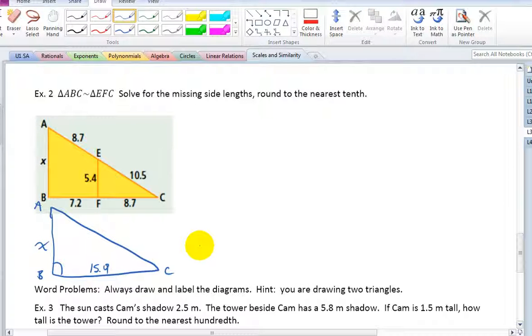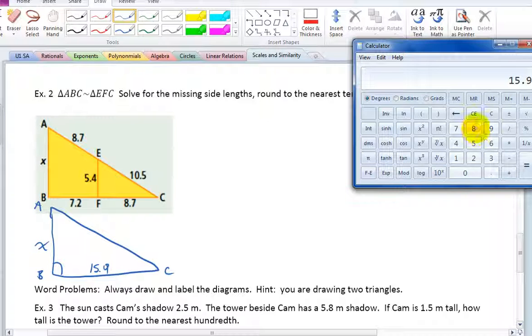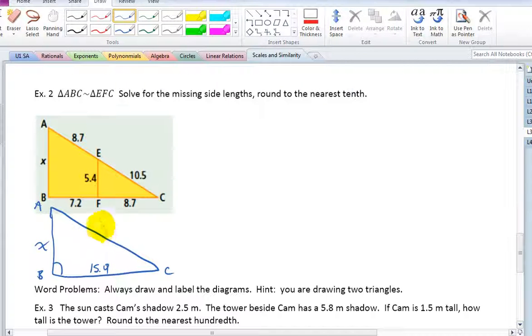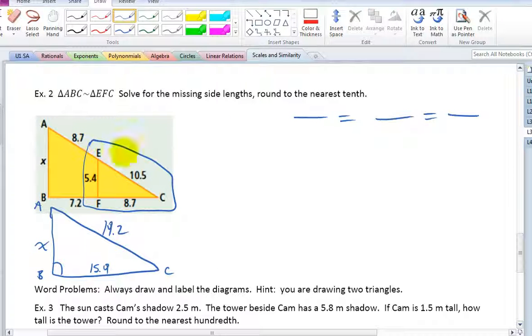Okay. Now find the dimensions of this top one. 19.2. Now it'll be easy to set this up. Set up your three fractions. We have the small triangle right here, EFC. Let's put the small on the top and put the big on the bottom. Okay, go for it. Set up your three fractions.